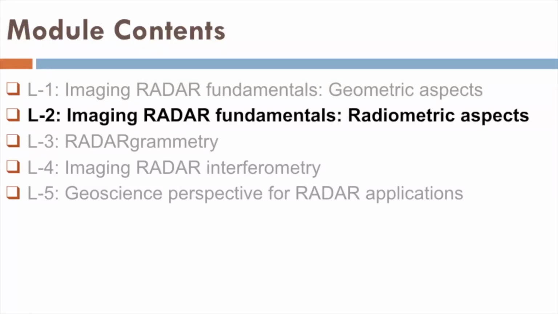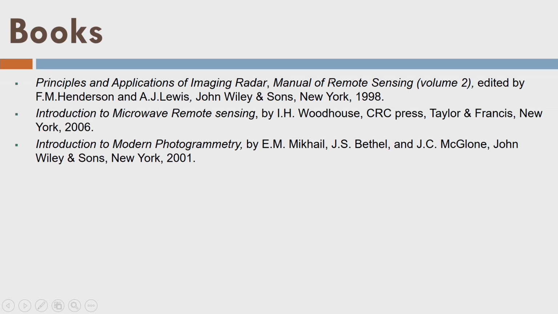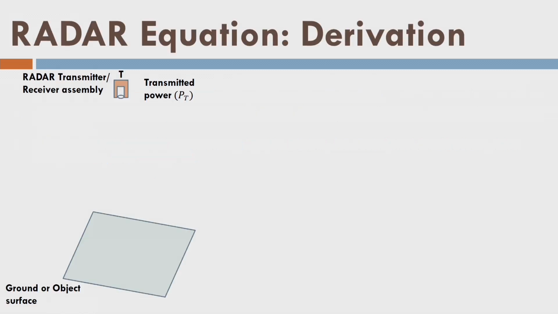Today we are in the second lecture of module 8, that is radar. In the last module we have discussed the geometric aspects of the radar, and in this module we are going to discuss the radiometric aspects of the radar. This is the second lecture on radar. These are the books we have already shared with you, and here, first, understand the radar equation.